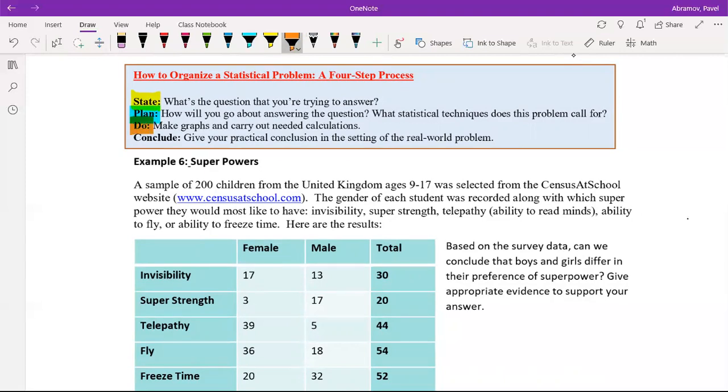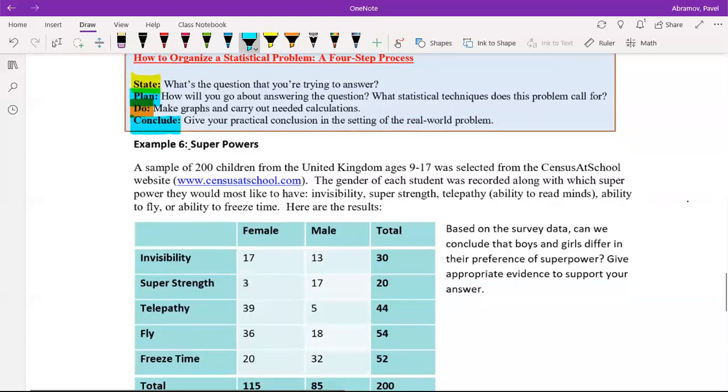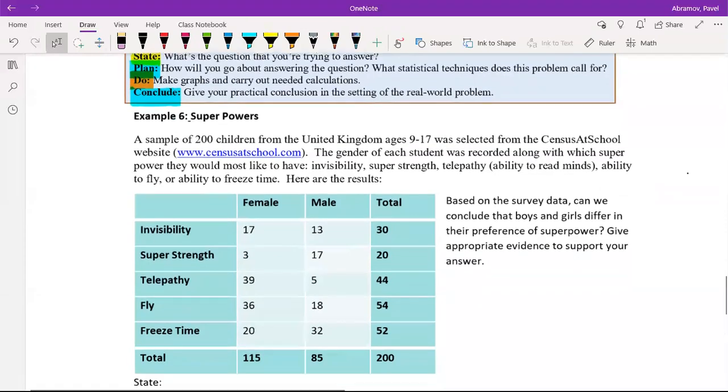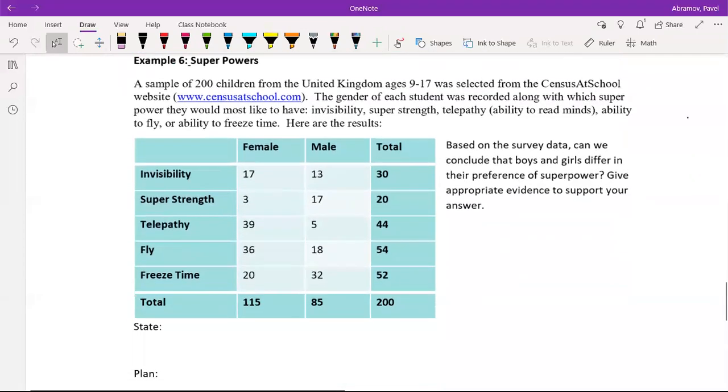Then the next part is the do part, where we're actually going to be performing our calculations or making graphs, the things that we decided we're going to use to answer the question. And finally, the conclude part is where we'll make the conclusion. Once again, this four-step process is important for us so we don't miss anything. There are certain things that you have to include when you're answering a statistical question. That is also true for my tests and especially the AP exam. That is why we're going through this process.